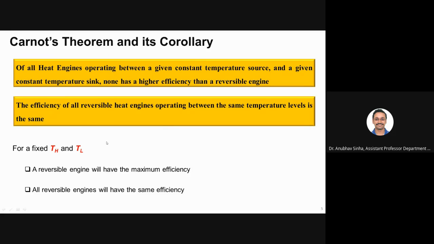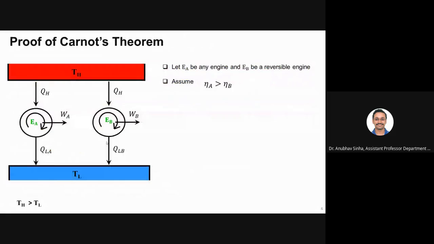Everyone is clear with this? This we covered in the second law. Right? Now, we have not proved it at that time, so let us prove it now. Let us say that we have two heat engines, EA and EB. Let us say EA could be any engine, say irreversible, and EB is a reversible engine. Now, we need to prove that the reversible efficiency is more than the irreversible efficiency.